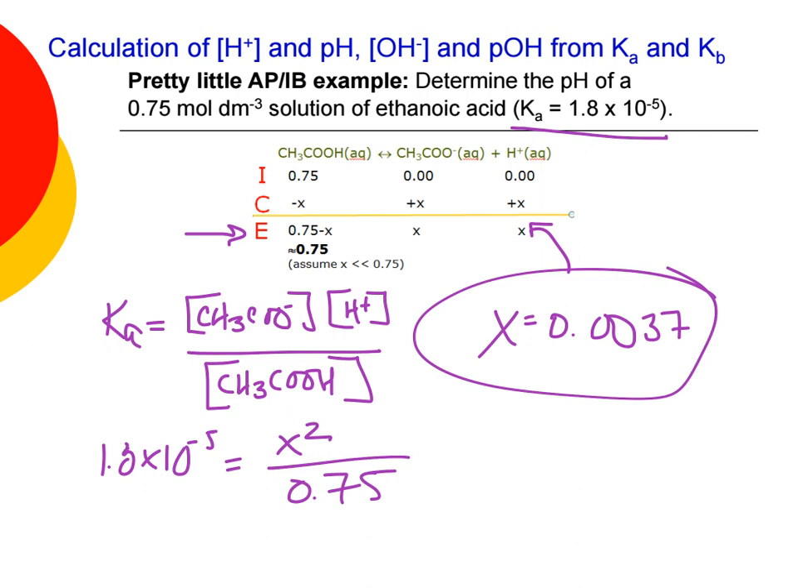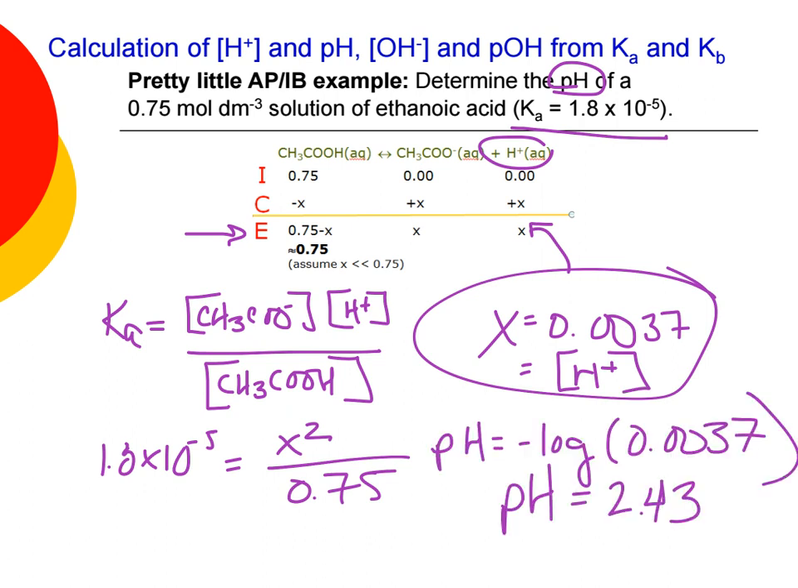So multiplying 1.8 times 10 to the negative fifth by 0.75, and then finding the square root to isolate X, we get 0.0037. And so that is X, which we can see in our ICE box table, literally is the concentration for the hydrogen ion. So that's going to make it really easy to solve for the pH, because I get to use X as the concentration of H+. So plugging that into the pH formula, I can get a pH of 2.43. The two significant figures from the concentration become 2 decimal places for the pH.